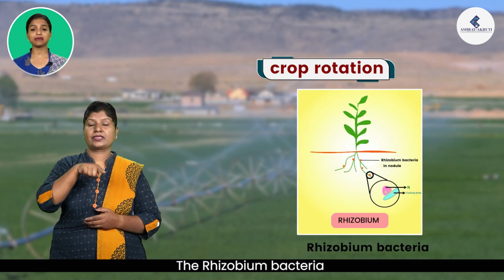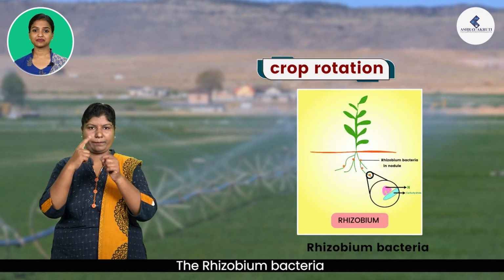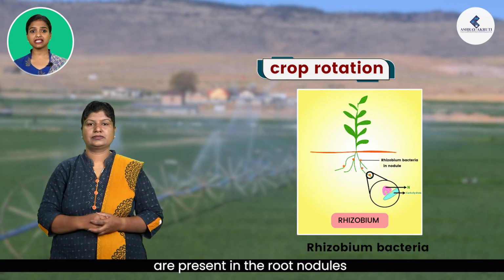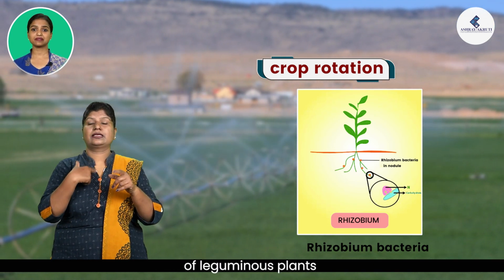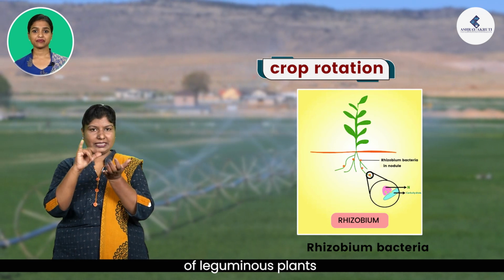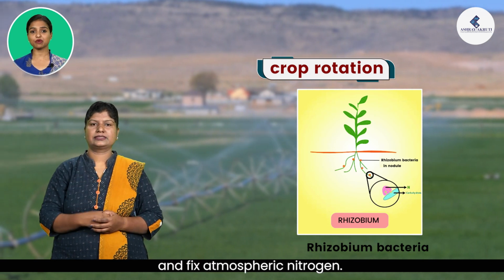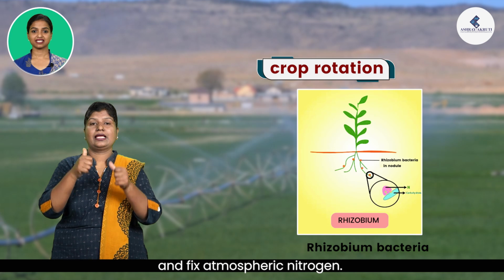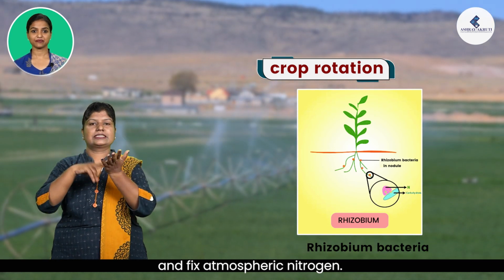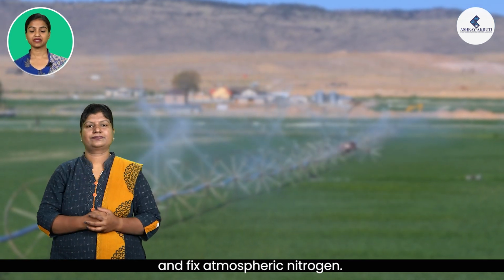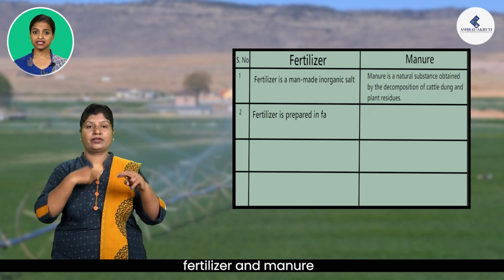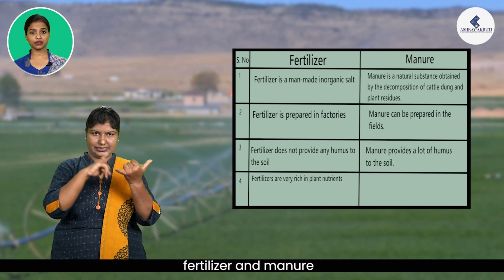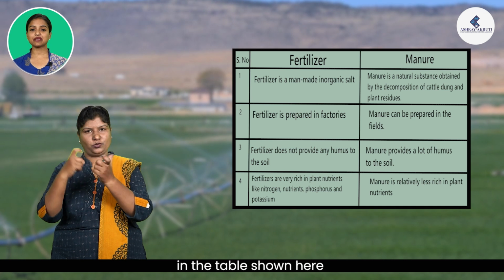The Rhizobium bacteria are present in the root nodules of leguminous plants and fix atmospheric nitrogen. Let's look into the differences between fertilizer and manure in the table shown here.